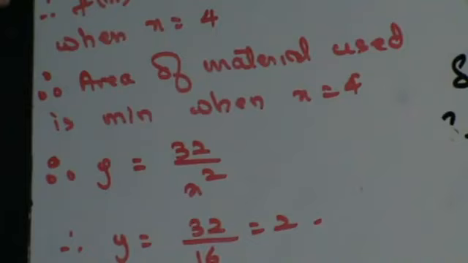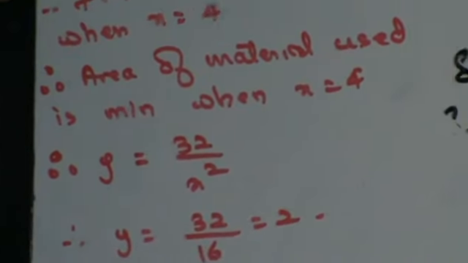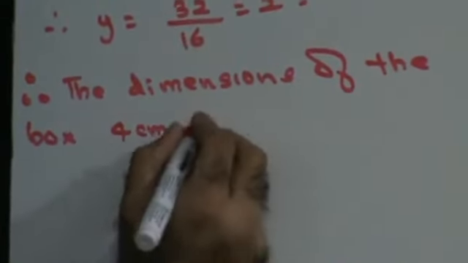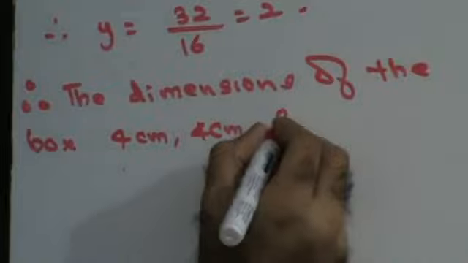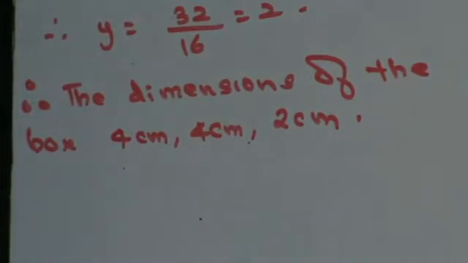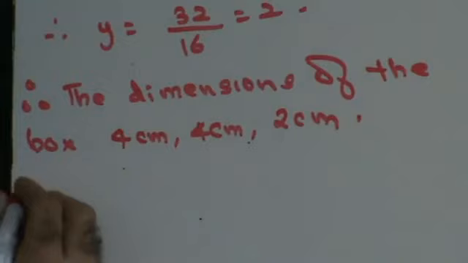Therefore the dimensions of the box are going to be: length is 4 centimeters, breadth is 4 centimeters and height is 2 centimeters. Those will be your dimensions of the box. Right, next take on another sum, guys. That was the 9th. Next, let's see the 10th sum.